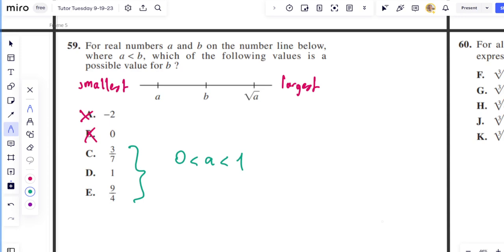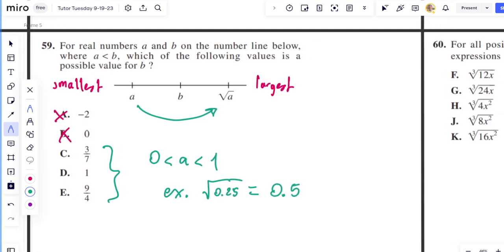Well, you notice how when we square rooted a number, it got larger. The only time that ever happens is when a is between 0 and 1. So something like the square root of 0.25 is actually equal to 0.5. Maybe a little bit counterintuitive, but that's how it works, and you can try it out. So I know that this b value would also have to be somewhere within the range of 0 to 1.